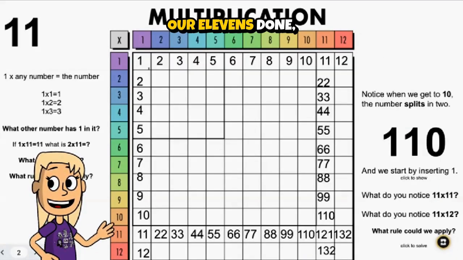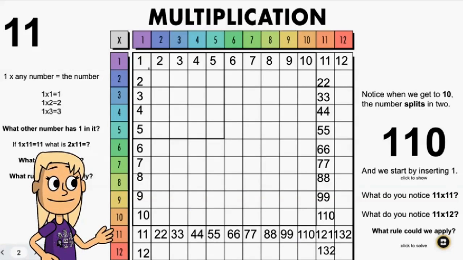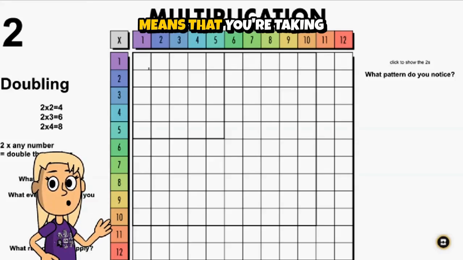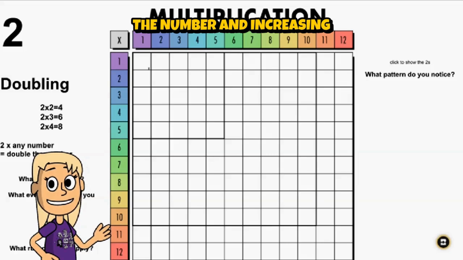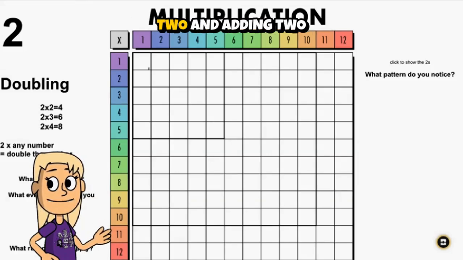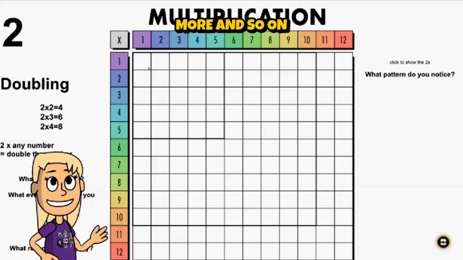Now that we've got our 11s done, let's go take a look at the 2s. Adding by 2s means that you're taking a number and increasing it by 2. In this case, we are starting with 2 and adding 2. And then we're going to be adding 2 more, and so on.